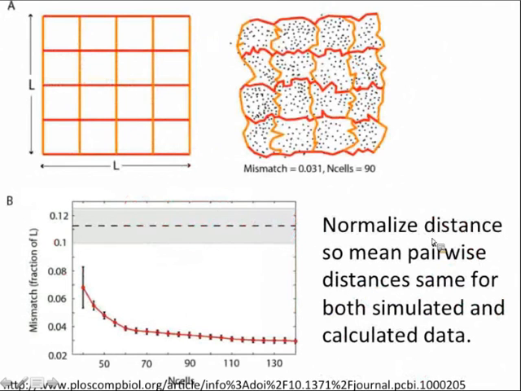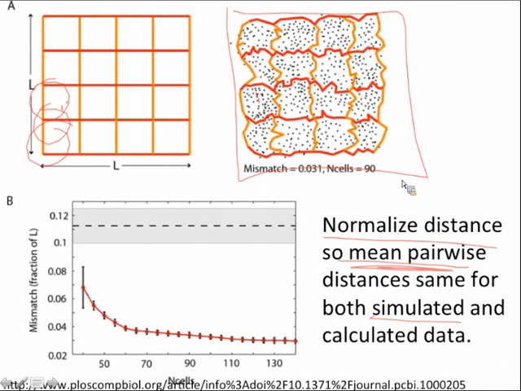And the nice thing about the graph of distances is if you normalize the distance so that the mean pairwise distances, so if I take the distance between 2 points over here versus 2 points over here, their mean distance should be about the same for both the simulated data where we have the actual place fields, as well as the calculated data. And so this is the calculated data where they basically took the distances and created a graph that preserves the distances as best as possible.